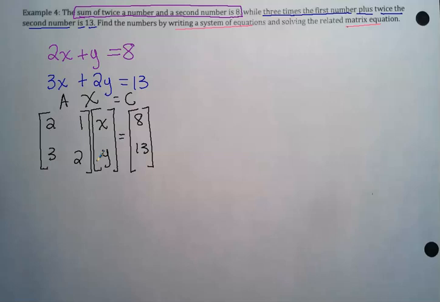Okay, we have to find the inverse of A. What is the inverse of A? All right, so we need to find the determinant of A first of all. Okay, so 2 times 2 is 4. 3 times 1 is 3. So 4 minus 3 equals 1.